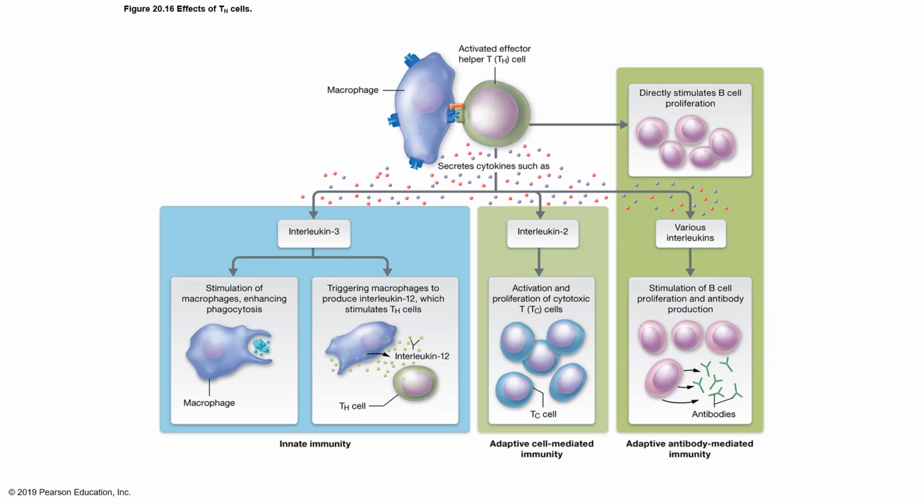Also, interleukin-2 can activate and cause proliferation of more cytotoxic T cells, as well as other various interleukins that can stimulate more B cell proliferation and therefore more antibody production. Antibodies are produced by your B cells. Your activated helper T cell can also directly stimulate your B cell proliferation. And that's why they're called helper T cells. They help both your cell-mediated immunity, which is your cytotoxic T cells, as well as your humoral immunity, which is the secretion of the antibodies by the B cells after they become plasma cells. But they still are very specific for that antigen.